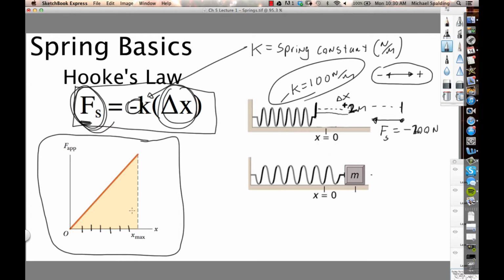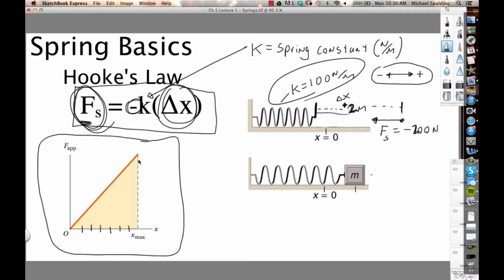What happens to force as you pull a spring? As the spring gets stretched, what happens to the force? The force goes up, and it's linear. If it's an ideal spring, which it will be, a nice, perfect, ideal spring, then as you pull the spring, the force goes up.